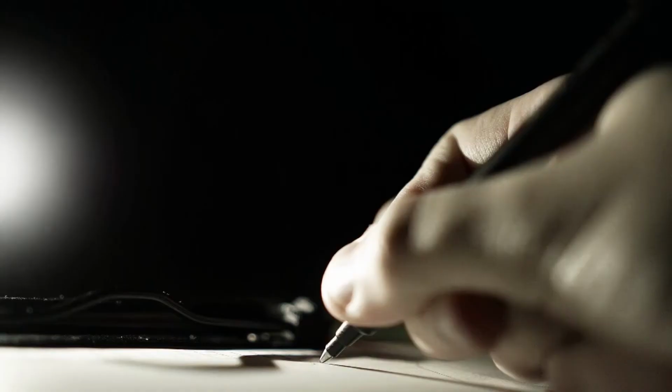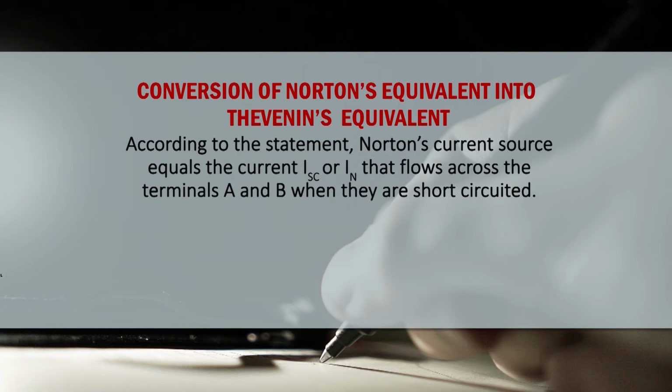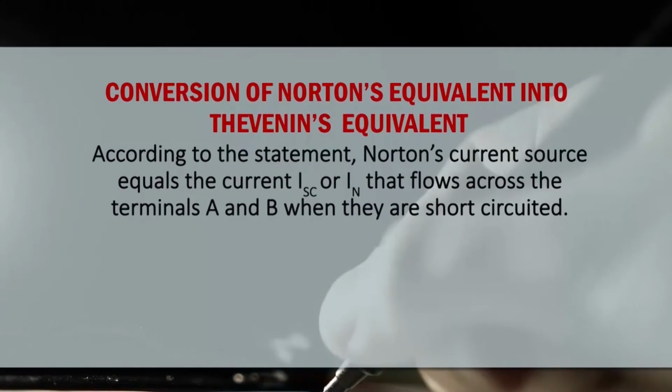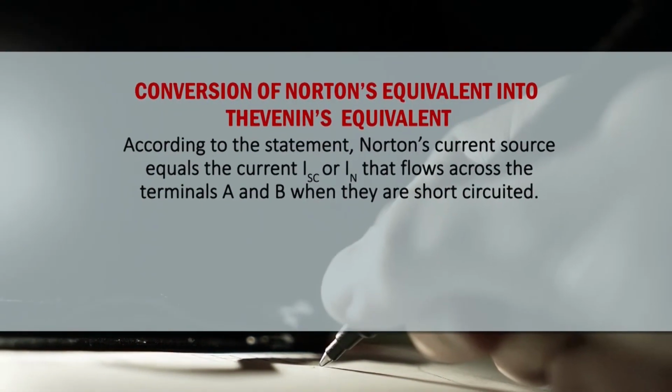Now we have to understand conversion of Thevenin's equivalent into Norton equivalent. A Thevenin equivalent can be converted into its Norton equivalent and vice versa. According to the statement, Norton's current source is equal to the short circuit current, that is ISC or IN, that flows across the terminals A and B when they are short circuited.